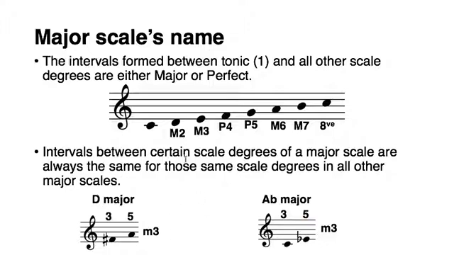In any major scale, between scale degrees 3 and 5, you will always get a minor third. Right? You can see here in C major as well. Between E and G, you have E, F, G, three letter names, so that is a third. And if you count the semitones, you'll get to 3 semitones between those two notes, so that is a minor third as well.